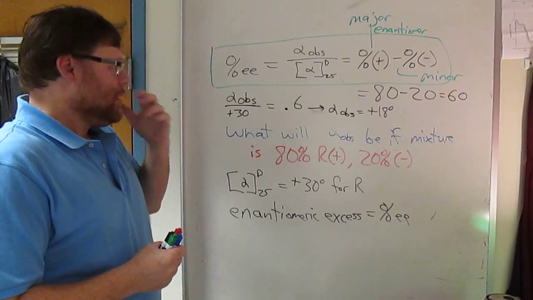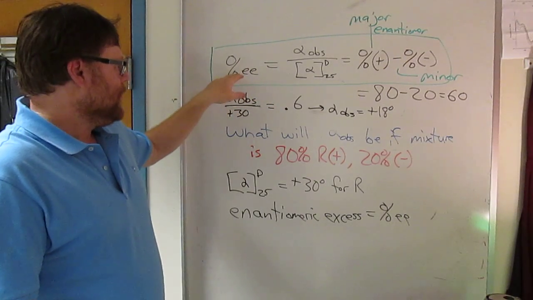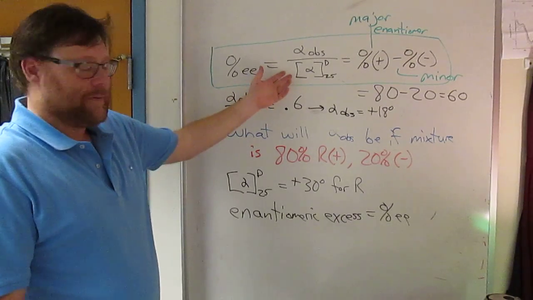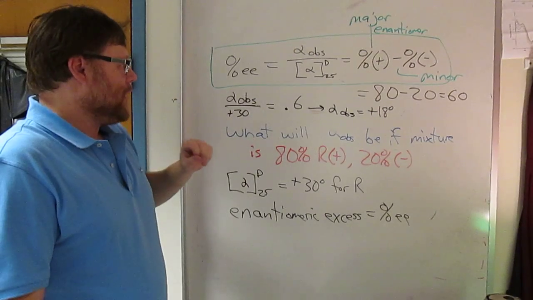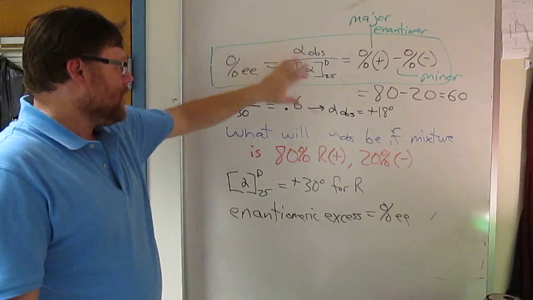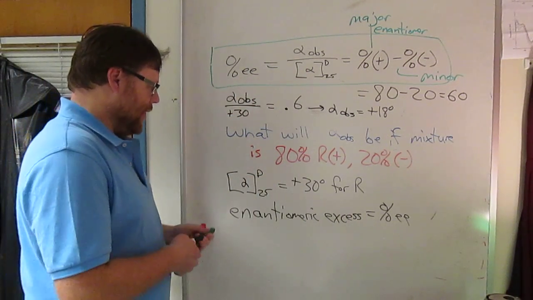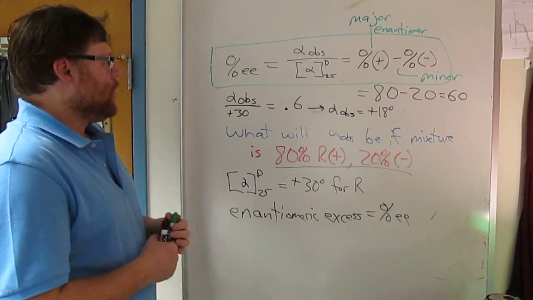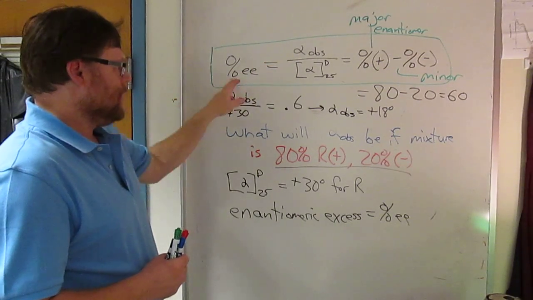The other thing is, this is basic math. It's one equation. So if you don't know the EE and you don't know the alpha observed, specific rotation doesn't tell you anything. If you know the alpha observed but you don't know the specific rotation and you don't know how much of these guys are around, you can't get anything. So you have to know two of these. You're either figuring for percent EE, and I gave you percent EE here, or you have to know both of these. If I know both the alpha observed and the specific rotation, I know the percent EE.